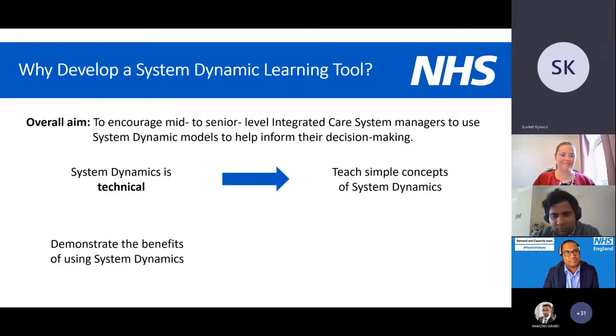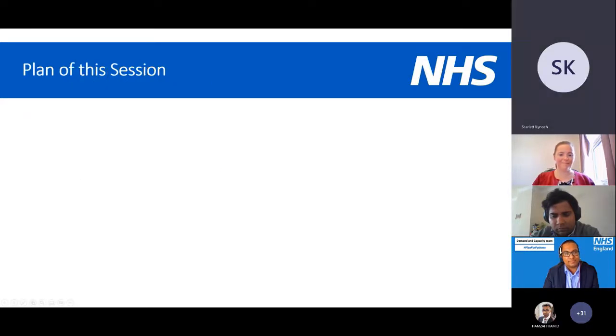can be used, while also allowing users of the tool to consolidate those simple system dynamic concepts as well. So just general for the session. It's not going to be a complete presentation. There is going to be interactivity, so I'm just going to put that out there now.